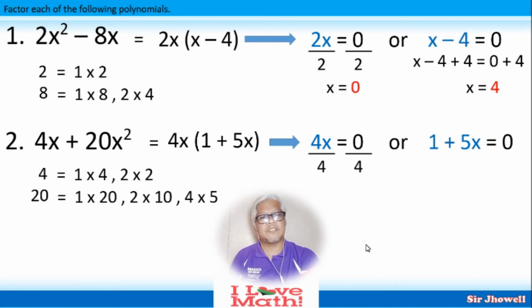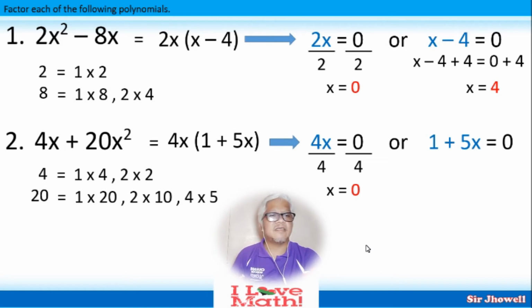Divide both sides by 4. Okay? Therefore, x equals 0. Bakit? 4x divided by 4, the answer is x. 0 divided by 4, the answer is 0.